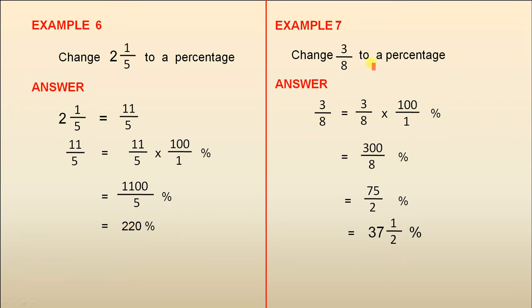Example 7, change 3 over 8 to a percentage. 3 over 8 equals 3 over 8 by 100 over 1, which is 300 over 8. Divide top and bottom by 4, which gives you 75 over 2. 2 into 75 goes 37, and 1 left over, which is 37.5. So the answer is 37.5%.